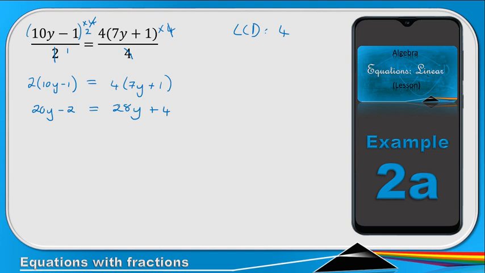And then we just take our y's to the one side, so 20y and then minus 28y equals to 4 plus 2. And then we have negative 8y equals to 6, and divide both sides by negative 8. Then we have y equals to 6 over negative 8. And we can further simplify this, because 2 can go in top and bottom. So this becomes negative 3 over 4.